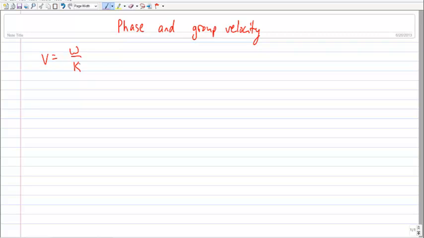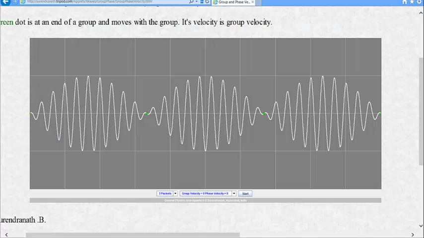Let's troll on over to a relevant applet and see what we can see. Alright, so here we have a representation of a sine wave that's modulated by some broader envelope. So in addition to that sine wave, we have some overall function here that's changing it from a plane wave to a series of pulses. And this localization leads to the possibility of there being more than one relevant velocity.